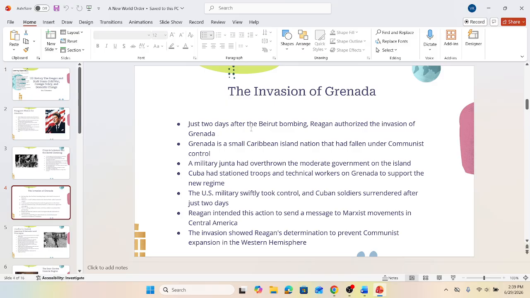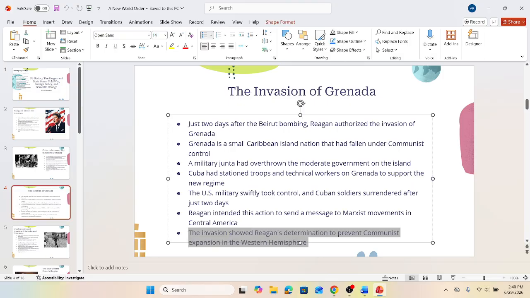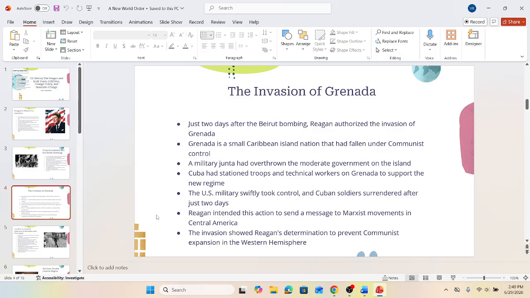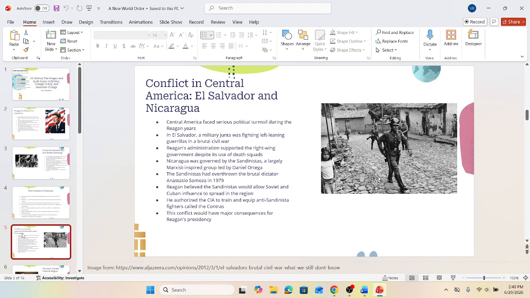Just 2 days after this bombing, the president authorized the invasion of Grenada, which is a small Caribbean island nation that had fallen under communist control. Cuba had stationed troops and technical workers on the island to support the new regime, and the U.S. military swiftly seized control. Cuban soldiers surrendered after just 2 days, and the invasion showed Reagan's determination to prevent communist expansion in the Western Hemisphere, even though he had just pulled troops out of the Middle East.